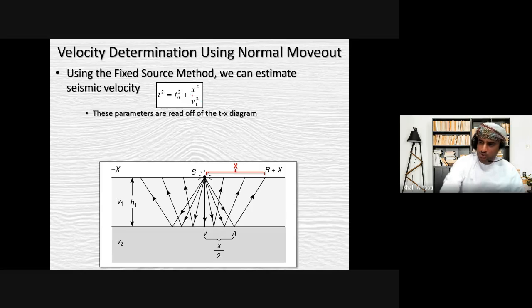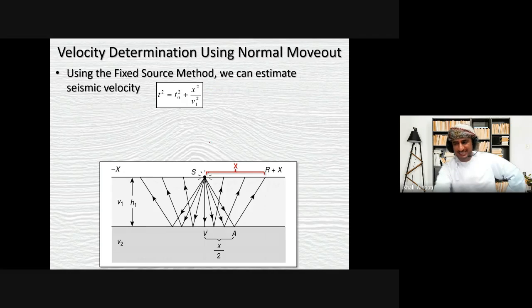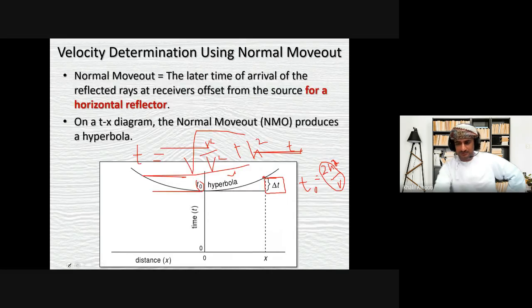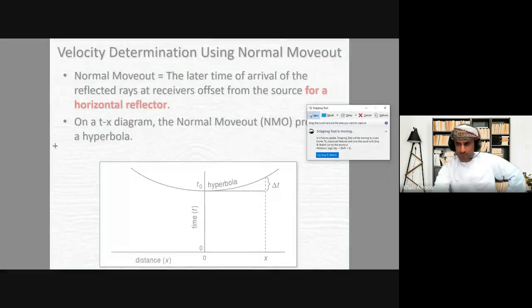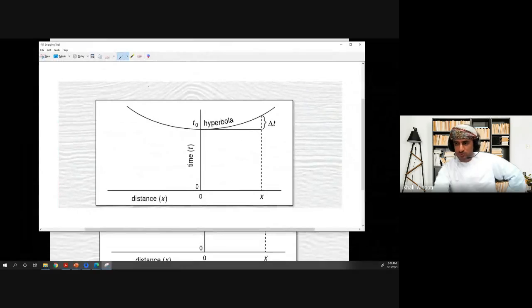What can you read from here? What's the missing part from here? What are you interested in here? What value are you interested in? You are interested in velocity. All the other things you can read from the TX diagram. Where is the TX diagram? This is the TX diagram. We were seeing it before like that.